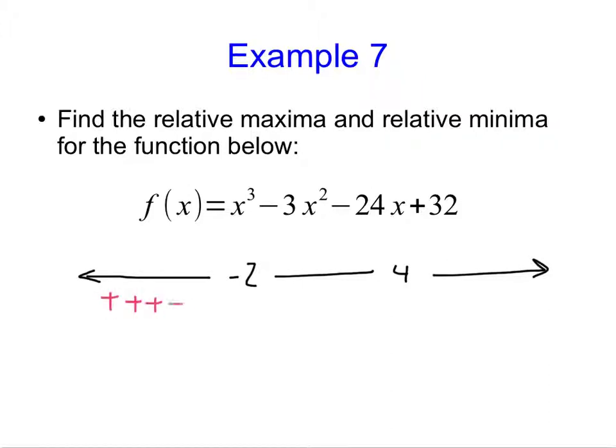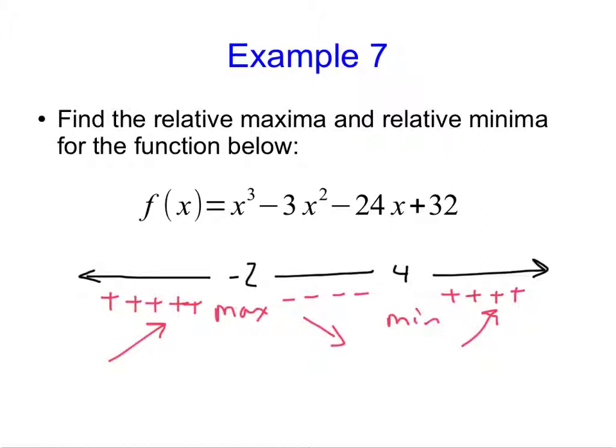We were positive, so we were increasing over here. Then we were negative, so we were decreasing. And finally we were positive again, so we were increasing. When you go from positive to negative, from increasing to decreasing, you have a maximum, a relative max. And when you go from decreasing to increasing, you know we have a relative min. And to find those function values, we're going to plug the values back into the function and figure out the y values.